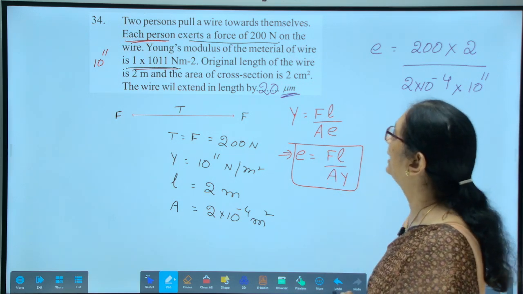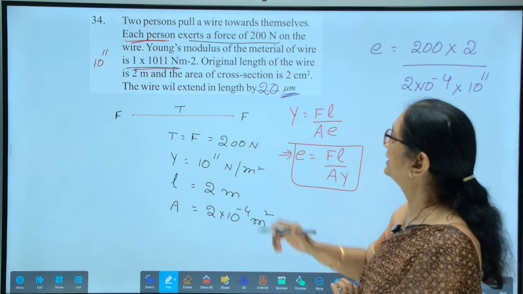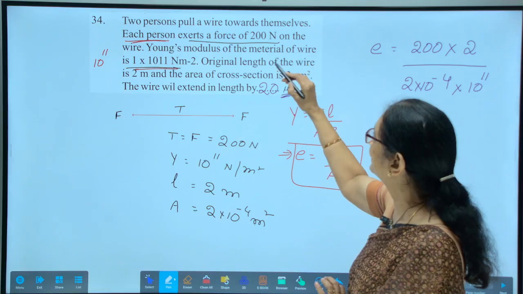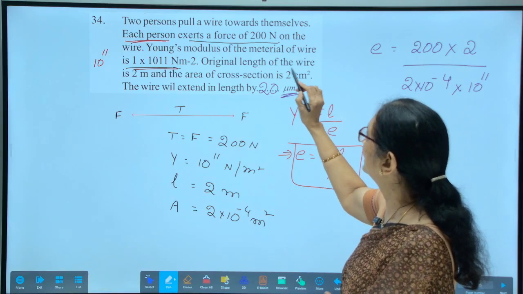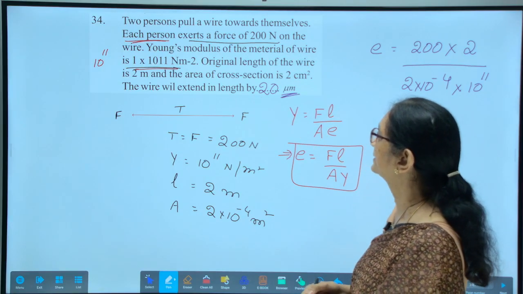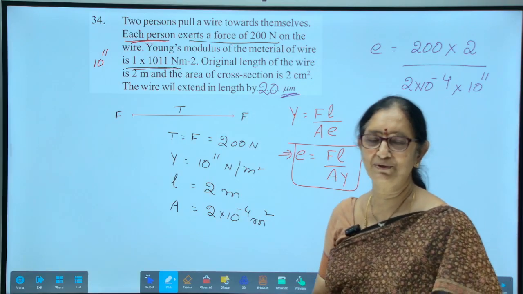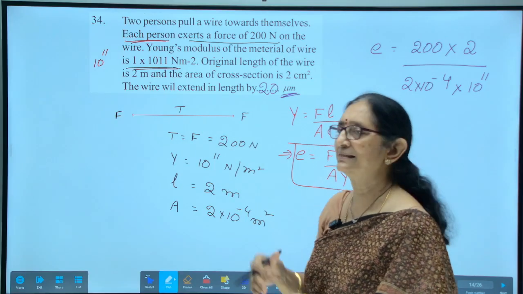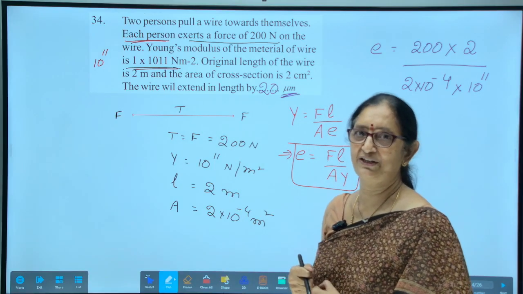Two persons pull a wire towards themselves. Each person exerts a force of 200 Newton. Young's modulus of the wire is given. Original length of the wire and area of cross section are given. Find the extension produced in the wire. See here, this is the wire. Two persons are pulling the rope towards each other.